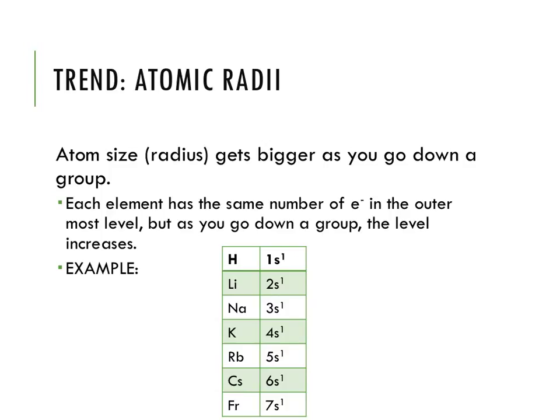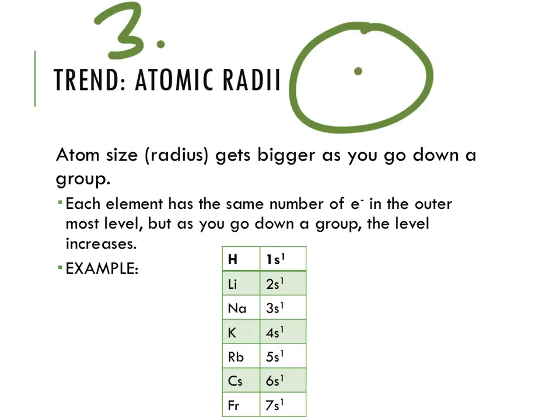Alright, the last trend we're going to talk about today is atomic radii. Now, radii, maybe you remember from a math class, if you're looking at a circle, it is a distance from the center of the circle to the outside. Well, an atom is spherical in nature, so atomic radii is the distance from the nucleus at the center to the valence electron all the way on the outside. So it's that same idea, just trying to measure how big it is from the center to the outside.